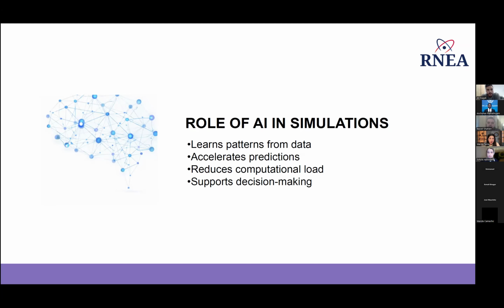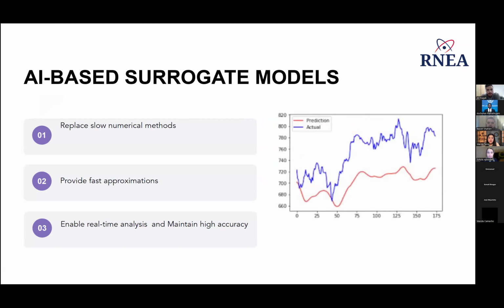So let's talk about the AI-based surrogate model. One of the most important AI applications in this area is the use of surrogate models. This is a simplified AI model that learns to imitate the behavior of slower, more detailed numerical simulations instead of just following all the equations every single time. The surrogate model gives a fast approximation of the answers.